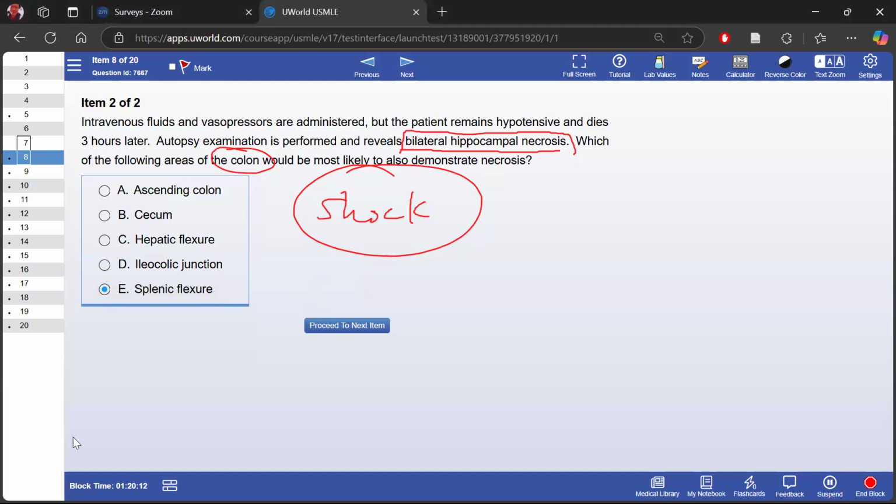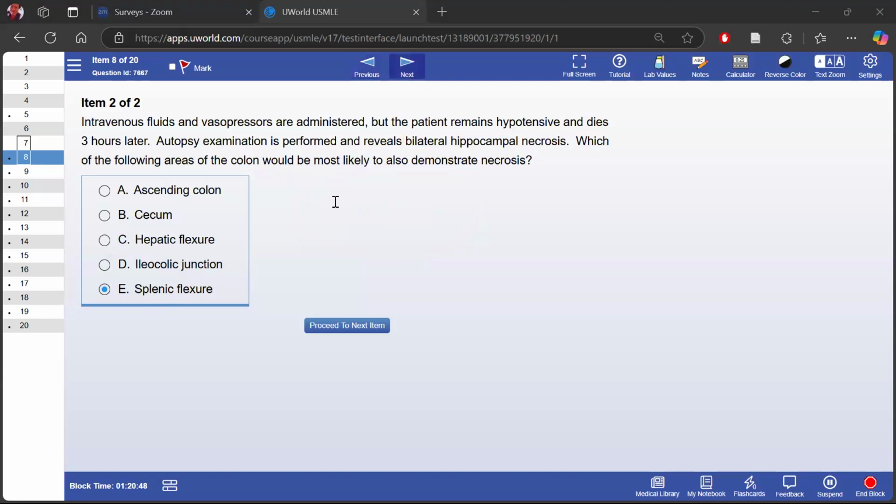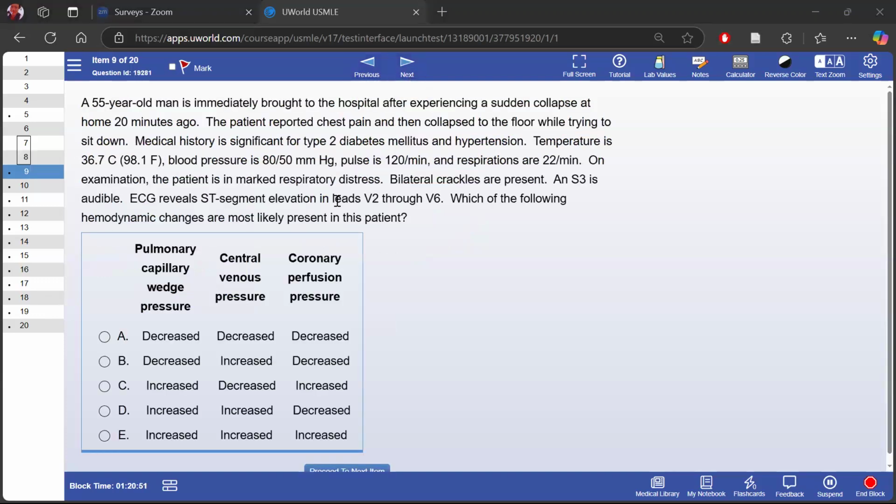All right, so that will be the best answer. The hepatic flexure is on the right side, and it is well supplied by the SMA. Remember that the SMA also supplies the lateral two-thirds of the transverse colon. So the hepatic flexure is well supplied, but the splenic flexure, on the other hand, is located at the end of the SMA and the beginning of the IMA. So it will be a watershed area and most likely to die in this case. So it will be the best. Very good. Let's try this one.